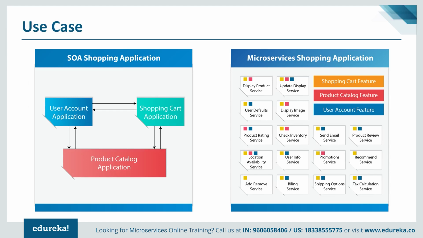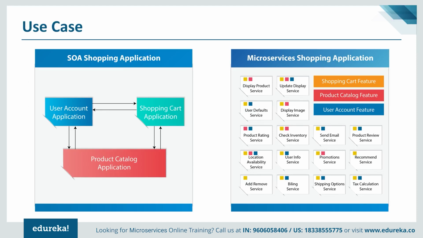Similarly, for the product catalog application, we have different task level breakdown, such as a display product service. We have an update display service. We have a user default service and many more. Similar for the user account application, right? We have a send email service and many more. Now that you've understood that microservices is all about breaking a particular feature or a feature level service into task level services, let's see how the microservices shopping application is different.